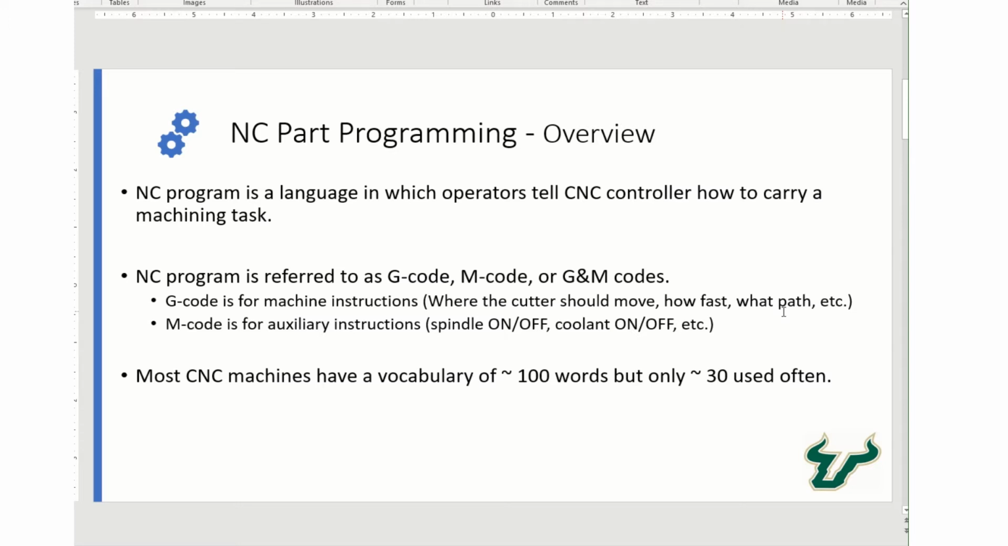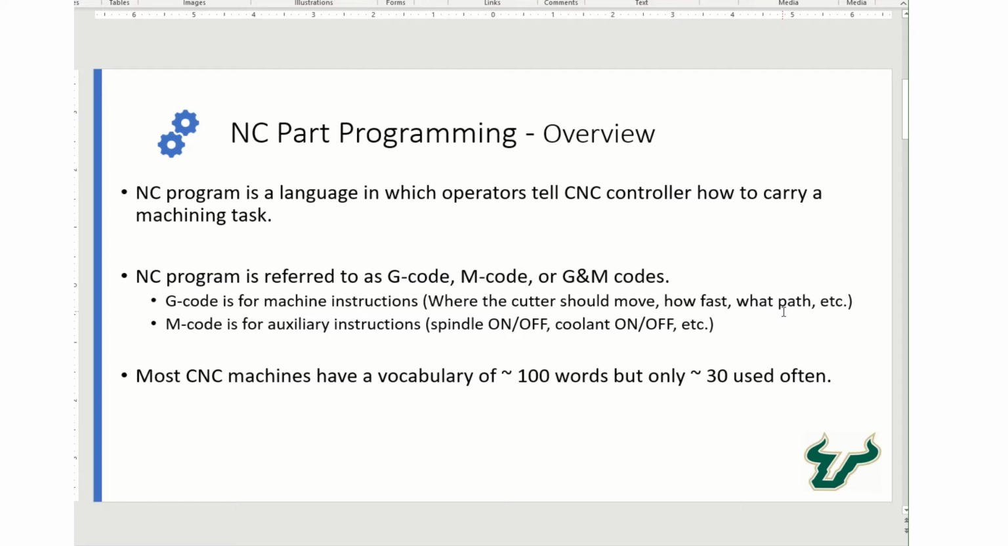Okay, and so the G codes are basically for the machine instructions, so where the cutter should move, or how fast it should move, or what path it should take. And the M codes are typically used for providing the auxiliary instructions. For example, turn the spindle on or off, or turn the coolants on or off, and so on.